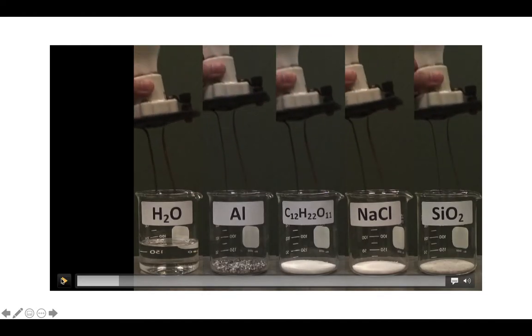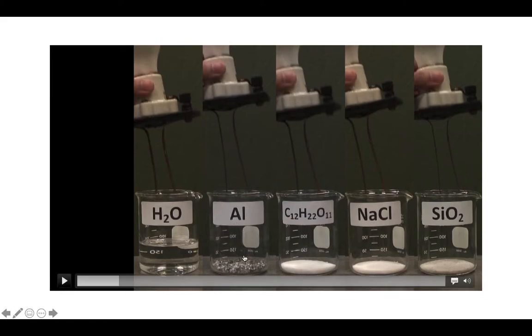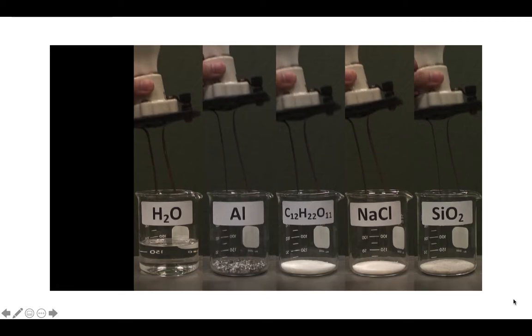Now what we have here is a range of different solids, and we also have distilled water here. So on this side we have distilled water. When we talk about distilled water, it's pure water. There's no minerals or ions dissolved in there, it's just pure H2O. We then have aluminium shavings here. We have C12H22O11, which to you and I is just sugar. We've got sodium chloride, some table salt, and we've got silicon dioxide on the far right.